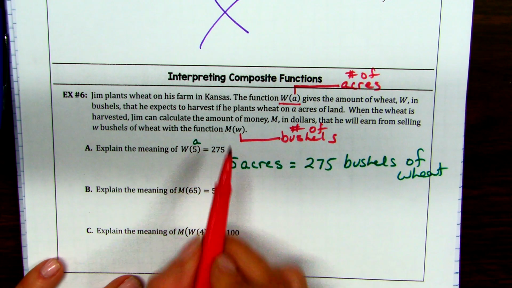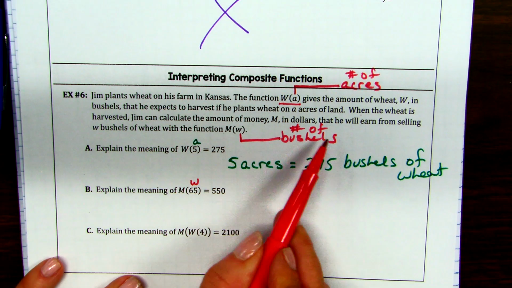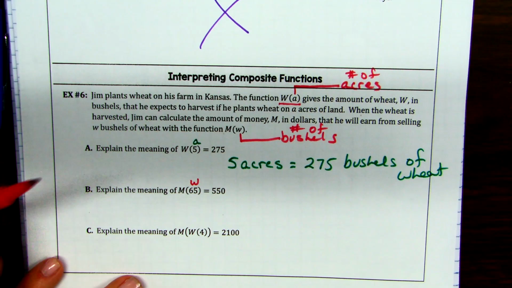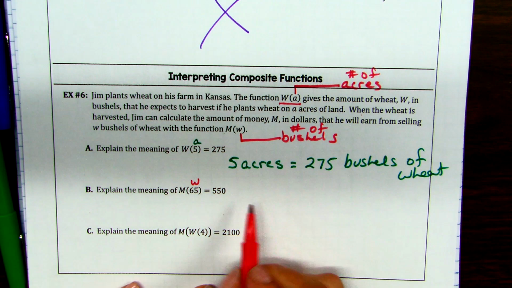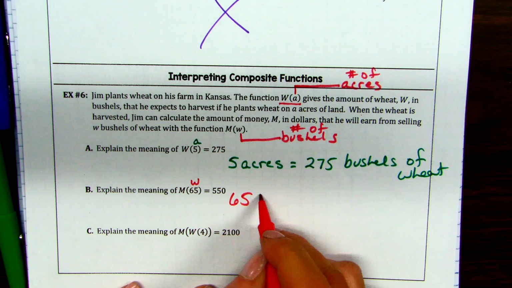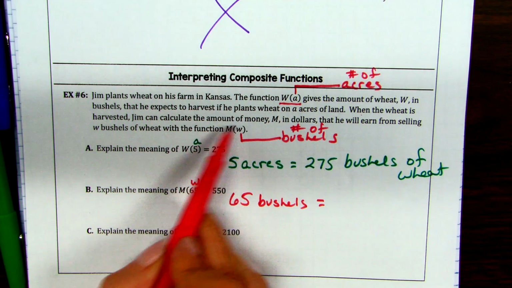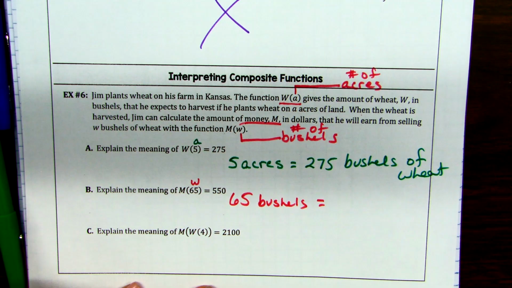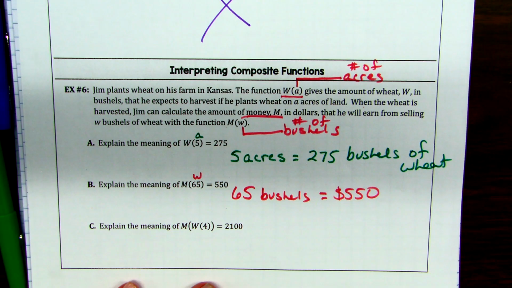So whenever you have an M, the number inside, it told us was W. So W is the number of bushels of wheat. Okay? So 65 is my input, my W. 65 bushels equals, and M of W is money. So $550. Okay?